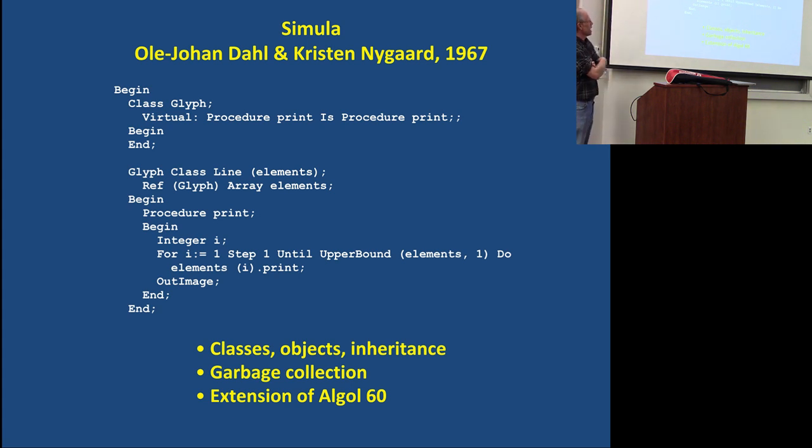And what Simula added was classes, objects, and inheritance. So it built on top of Algol 60, and really is the first object-oriented language. But it took the garbage collection idea from Lisp. It took the base syntax from Algol 60 and added in classes, objects, and inheritance. 1967.